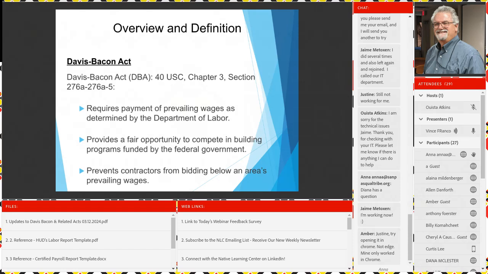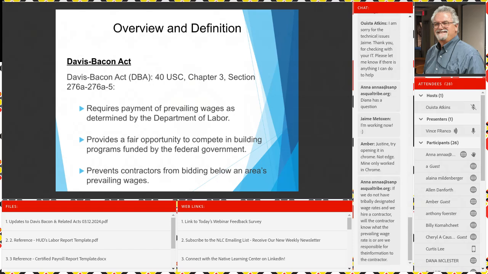Here's more technical information for you. The Davis-Bacon Act from back in the day. Davis-Bacon Act, 40 USC Chapter 3. That's where it all actually is documented. Its origin, so to speak: some of the original legislation required payment of prevailing wage as determined by the Department of Labor. That has not changed. It provides for fair opportunity to compete in building programs.